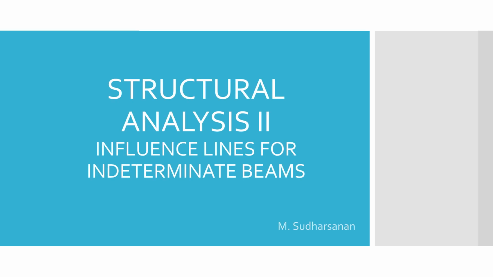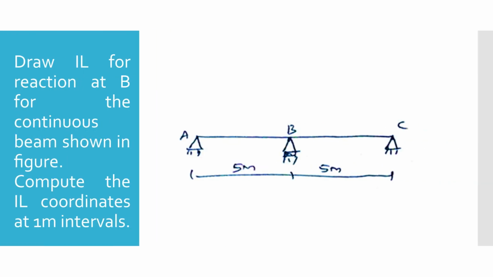Today we are investigating the influence lines for indeterminate continuous beams. Specifically, we will be analyzing a symmetrical two-span continuous beam supported by rollers at points A, B, and C. Each individual span measures exactly 5 meters, creating a total structural length of 10 meters. Our targeted objective in this session is to construct the influence line for the vertical reaction force acting at the middle support, support B. To ensure a highly detailed analysis, we will calculate the specific influence line coordinates across the entire structure at uniform 1-meter intervals.